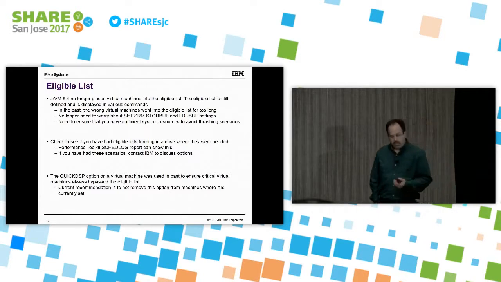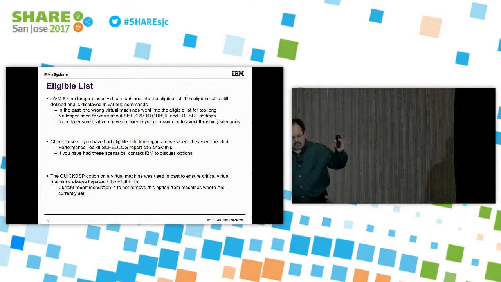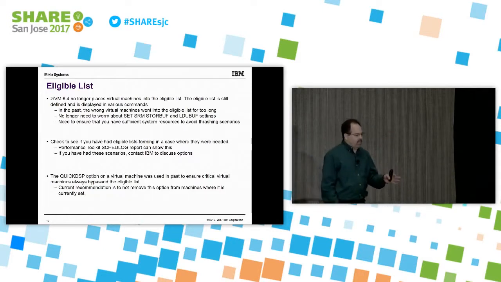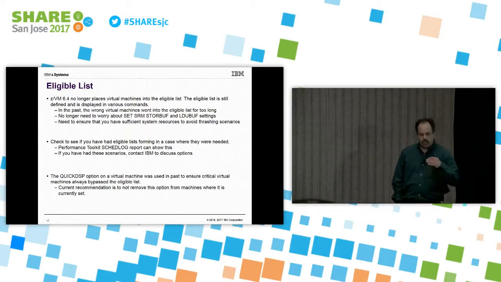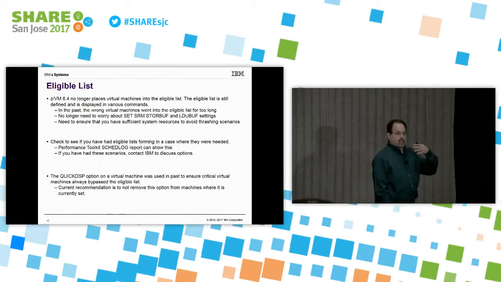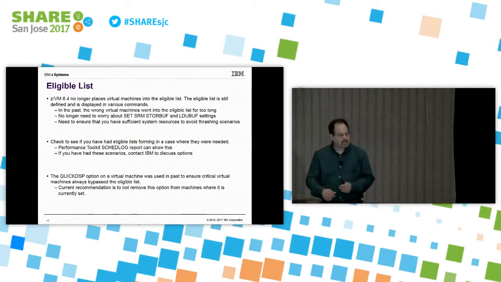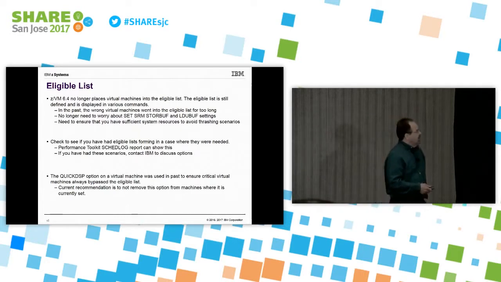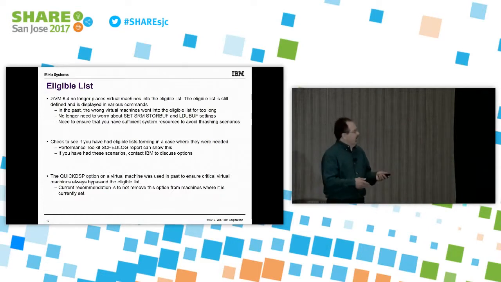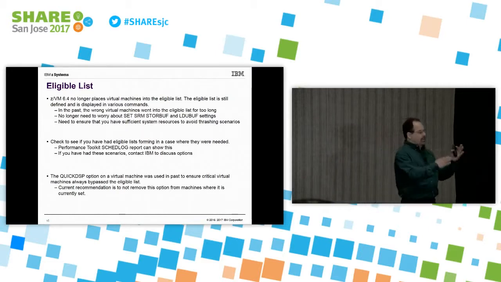Another thing to look at is the QUICKDSP option. QUICKDSP has been there forever. It's been in VM forever. It's an option that you put in a directory for certain virtual machines that cause them to always bypass the eligible list. It makes sure critical virtual machines, so some of your service machines, your networking machines, would always be run whenever they had something to do. So if you're shipping something over the network, you want to get that out, or get information in, things like that. So some of your directory machines, things like that, would have QUICKDSP set. So that would cause those virtual machines to always bypass the eligible list.